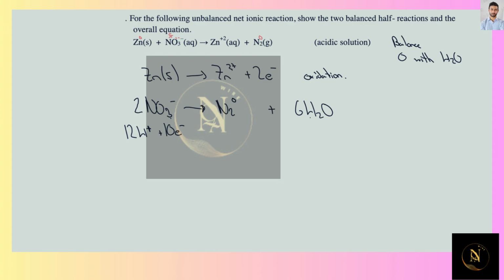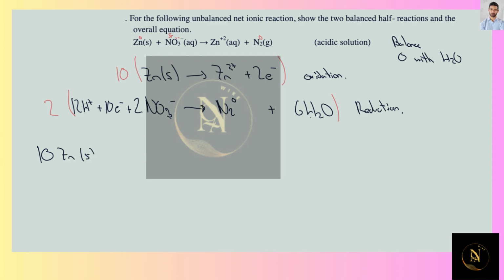So this half reaction is going to look like this. Let me make more space over here towards the left. These are the 12 protons that we mentioned plus 10 electrons. Now, to properly balance this reaction, we need to multiply the first one by the number of electrons of the second one, so by 10, and the second one by the number of electrons of the first one, so multiply by 2.